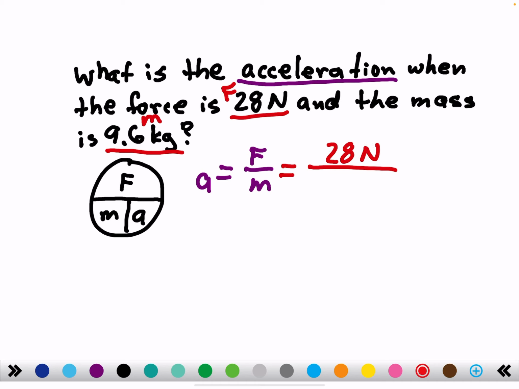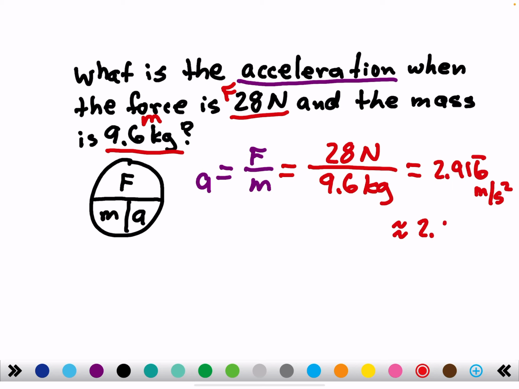Force is 28 newtons divided by 9.8 kilograms for the mass, and this will give us 2.916 repeating meters per square second. But notice that both our force and our mass have two significant figures, so we would rewrite this answer as 2.9 meters per square second in order to have two significant figures.